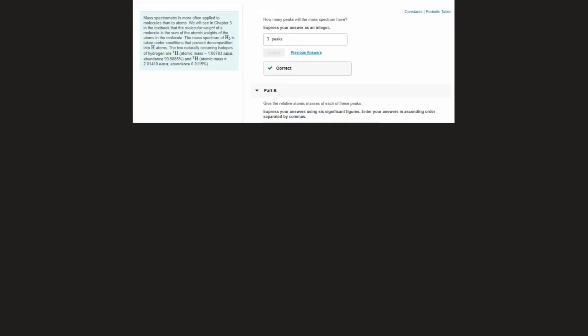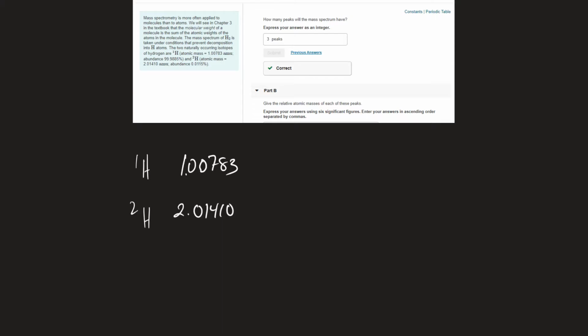All right, so there are only two stable isotopes for hydrogen, right? We've got hydrogen 1 and we've got hydrogen 2. At least we're told that in here, right? And the mass for hydrogen 1 is 1.00783. And for hydrogen 2, it's 2.01410.